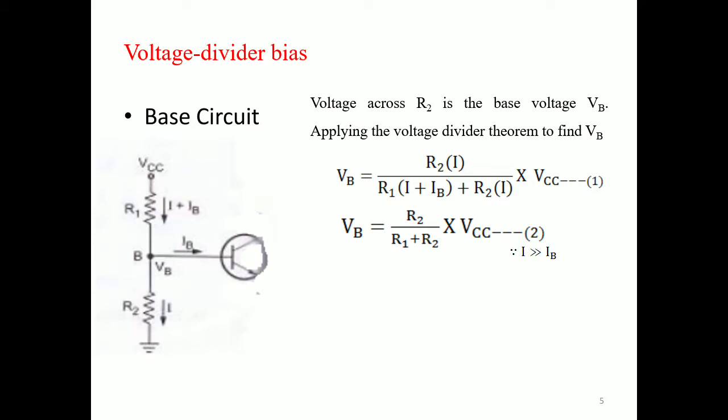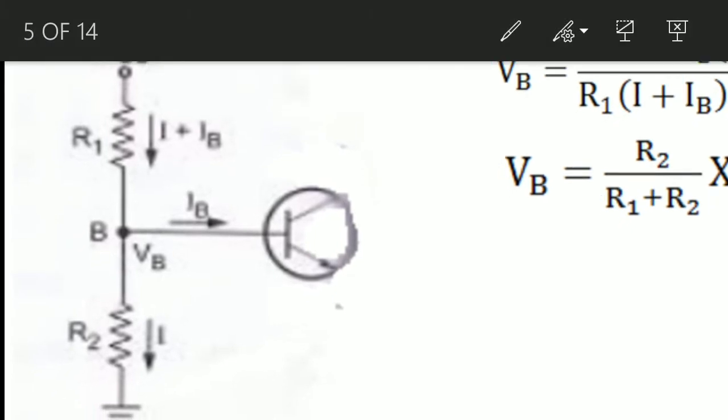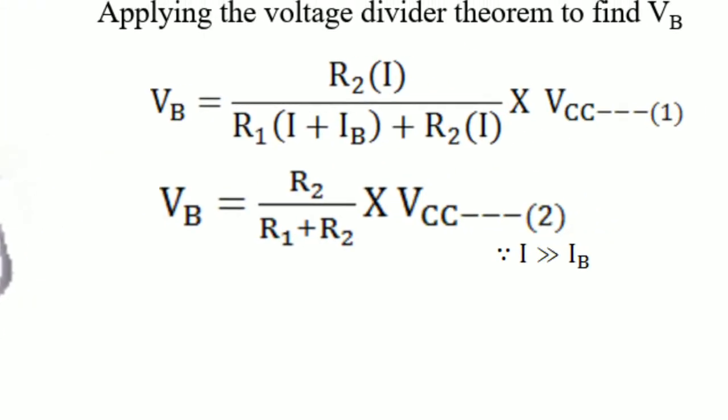Next we can move on to the DC analysis. Here, first the base circuit, the simple base circuit. Here the voltage across R2 is the base voltage VB. If you just see this, VB is applied to the base terminal. So your VB is equal to R2 into I divided by R1 into I plus IB plus R2 into I, into VCC, which is VB equal to R2 divided by R1 plus R2 into your applied voltage, for I is far greater than IB.